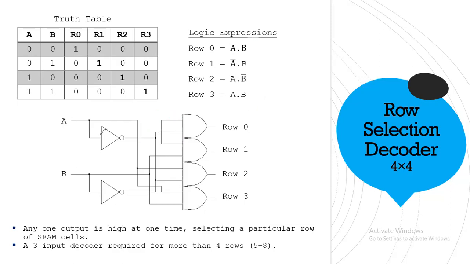So A, B, A bar, B bar. So A bar, B bar will be connected here. A bar, B will be connected here. A, B bar will be connected here, and A, B will be connected here. So that becomes the row selection decoder. Now, if you have more rows, there will be more AND gates and more inputs A, B, C. See, I have designed this for 4 rows, 0, 1, 2, 3. That's for 2 inputs. If I select 8 rows, more than 4 rows, I will be needing a 3 input decoder. So A, B, C will be there.